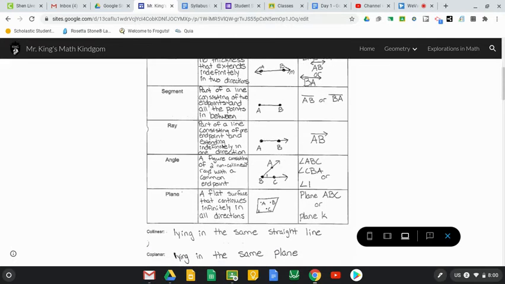Next one's a ray. That is part of a line consisting of 1 endpoint and extending indefinitely in one direction. So my ray, one of the sides isn't going to have an arrow while the other does. When naming a ray, you have to be careful because the arrow has to follow your picture. So you see how B has the arrow extending from it? That means in my labeling, B has to have the arrow as well.